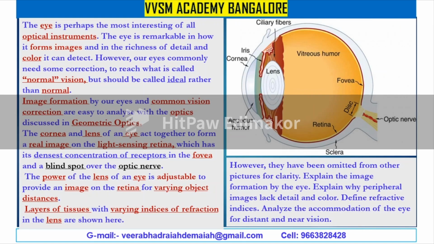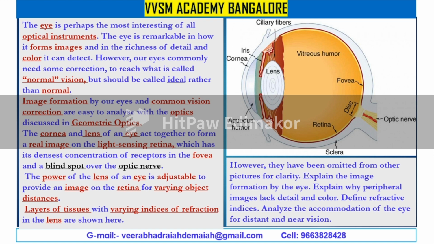Well friends, the eye is perhaps the most interesting of all optical instruments. The eye is remarkable in how it forms images and in the richness of detail and color it can detect. However, our eyes commonly need some correction to reach what is called normal vision. But should it be called ideal rather than normal? Image formation by our eyes and common vision correction are easy to analyze with the optics discussed in geometric optics.